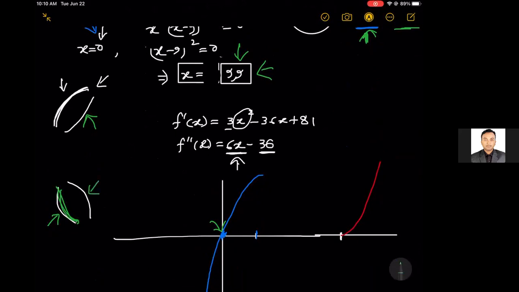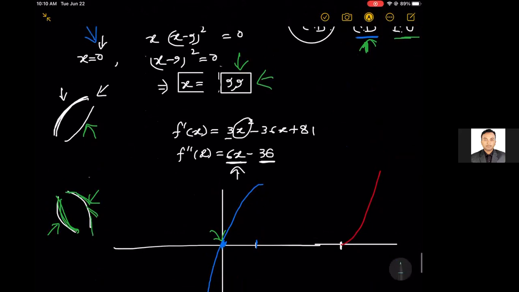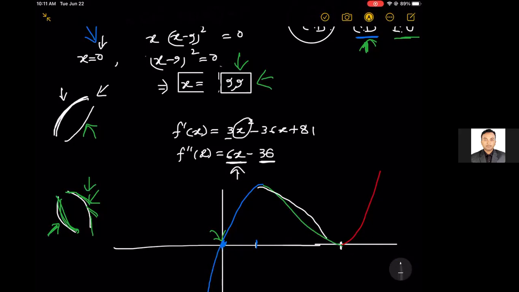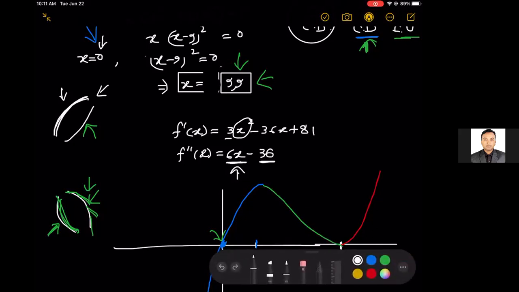Because for this one, it's 0 somewhere here and it's actually getting increased, right? So this is for concave up. This is for concave down. So the graph will look like this. Yeah, now it looks right. Initially, if you remember, I drew it like this, not like that. It's actually like this.